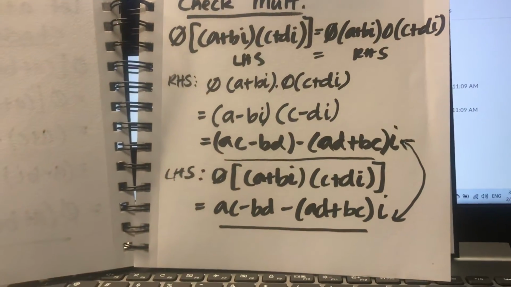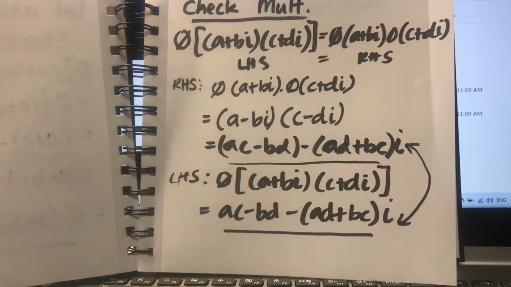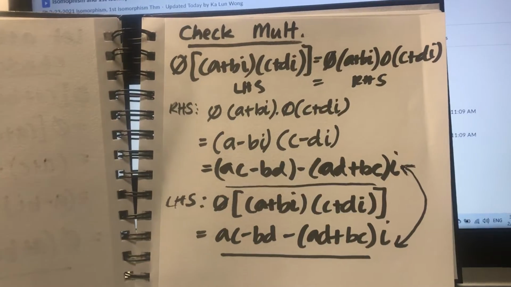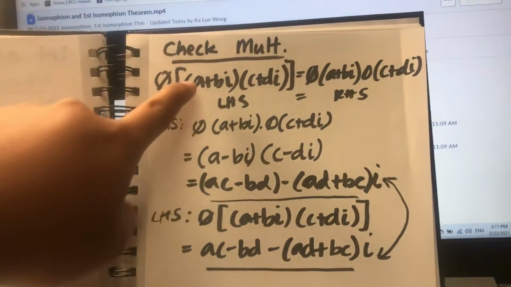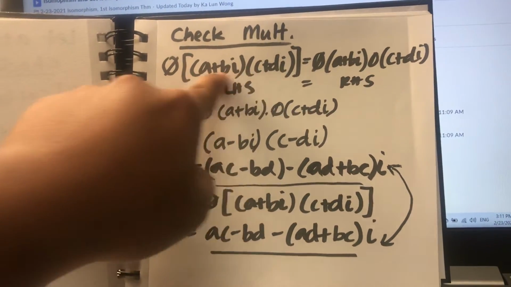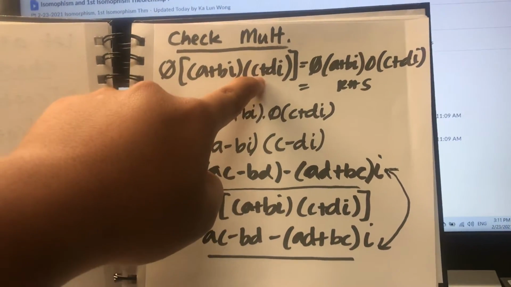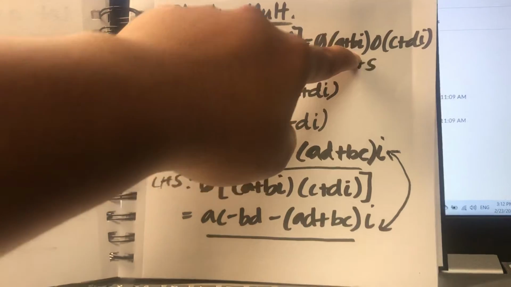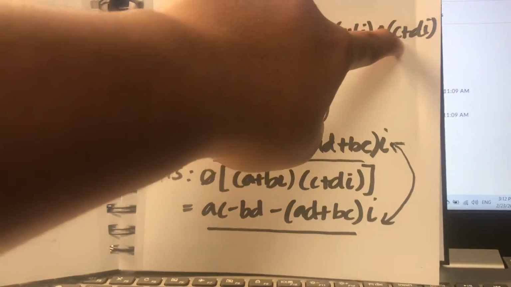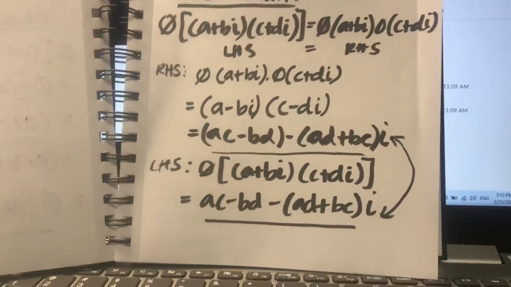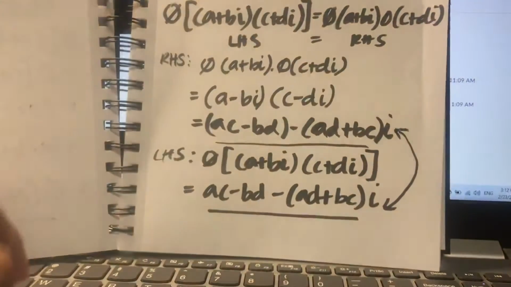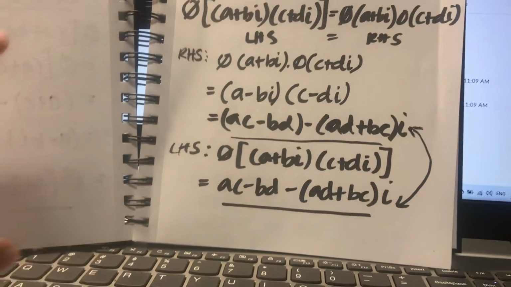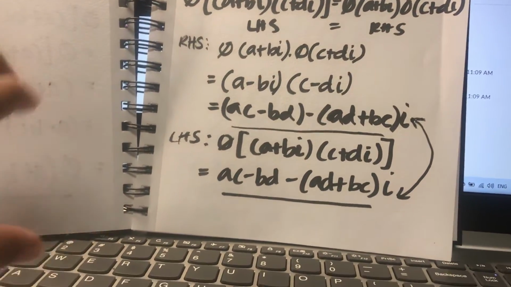Here, similarly, same thing. For multiplication, we need to show that φ of the two complex numbers (a + bi) times (c + di) is equal to φ(a + bi) times φ(c + di). So the left hand side has to equal the right hand side. So here we can work on both sides to see if they're equal.